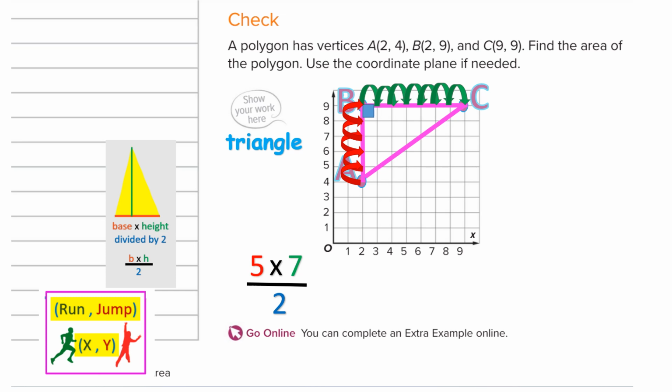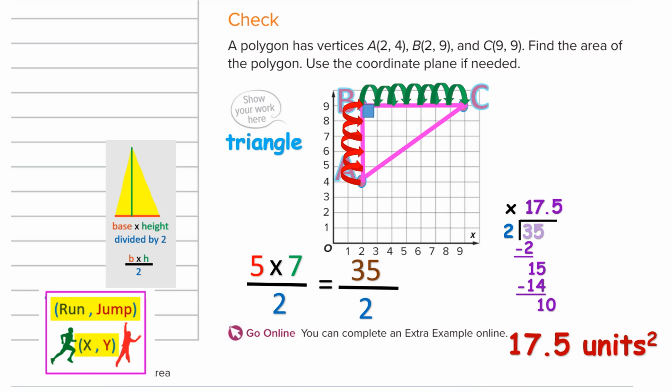So I have to do base times height divided by 2 for the area of a triangle. Therefore, 5 times 7 is 35. So I have 35 divided by 2. Now I'm going to put my numerator inside my division box and divide. And 2 goes into 3 one time. Minus 2 gives me 1 left over. Bring down my 5, and 2 will go into 15 7 times. Now, once again, I can't have a remainder, and I do have one. So I'm going to add a decimal point and then add a 0 and bring it down. 2 will go into 10 5 times. So we find out that with those 3 points in my triangle, my polygon, I would have an area for that triangle of 17.5 square units.